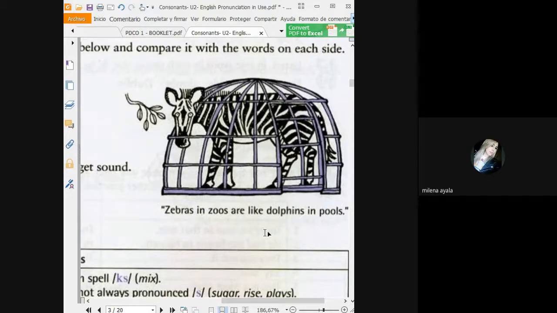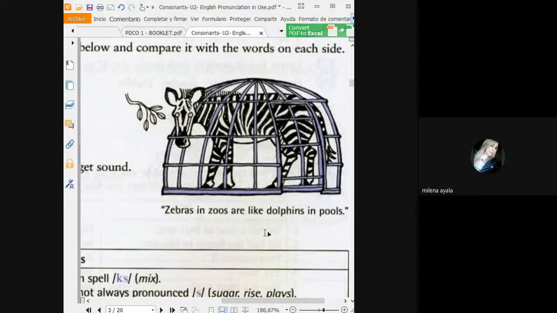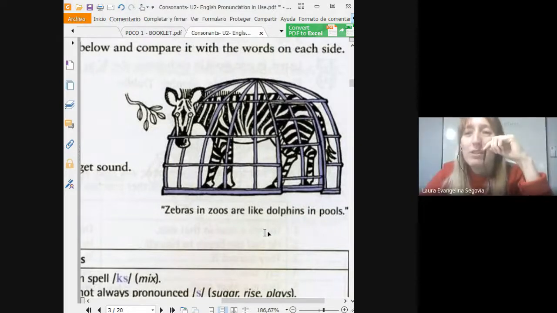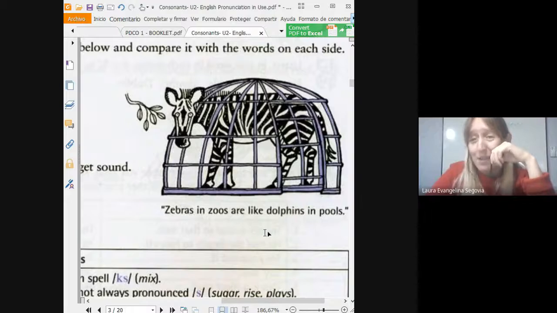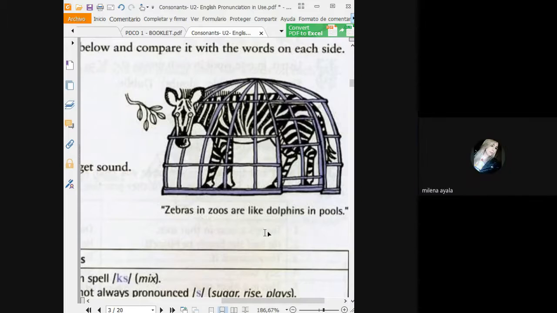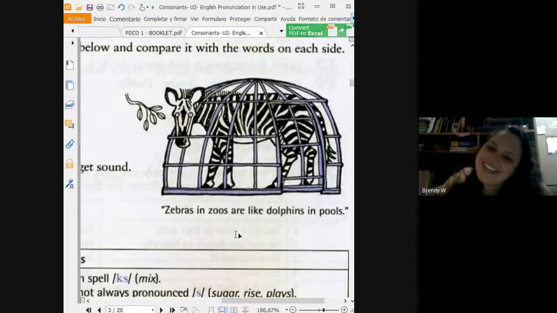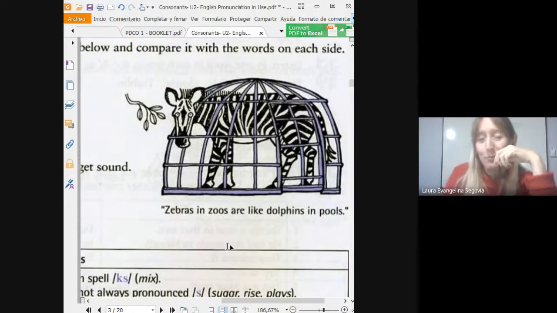Zebras and zoos are like dolphins in pools. Dolphins in pools. Okay. This is so funny. I am having such a funny time. Are you having the same time with me? Yes. It's funny. Next class, please bring near you a glass of water or something because you will need it.